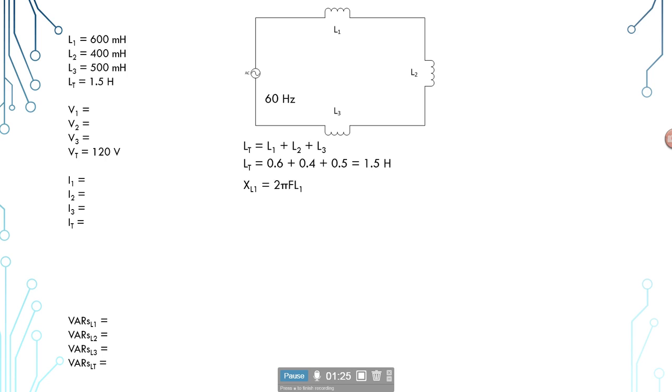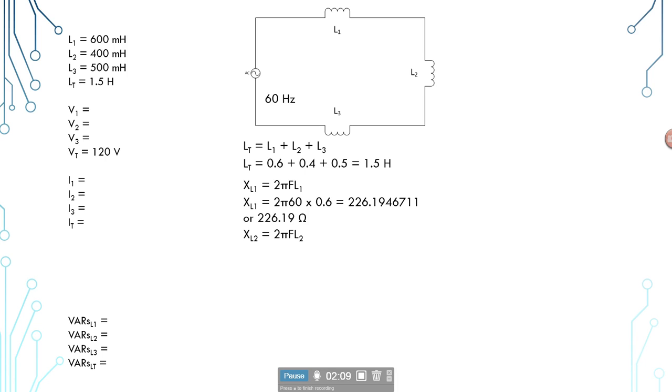Next, we'll use our formulas to find our inductive reactance. To do that, it is simply 2 times pi times the frequency times our inductance. In this case, X sub L1 will be equal to 2 times pi times the frequency times the inductance of the first inductor. So we have 2 times pi times 60 times 0.6. We do go back to the standard decimal notation for our calculations, and it comes up with a number that will round off to 226.19 ohms.